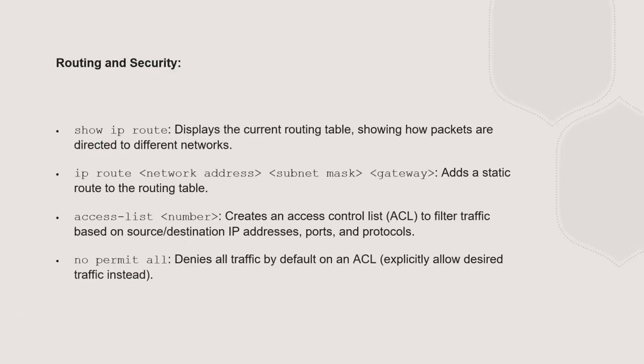For security, you can also check with specific commands like show IP route, IP route, and access list commands, and deny all, so you deny all the traffic. Access list will configure an access control list to filter the traffic based on your source IP, or on your destination IP, or also depending on the port and the protocol.